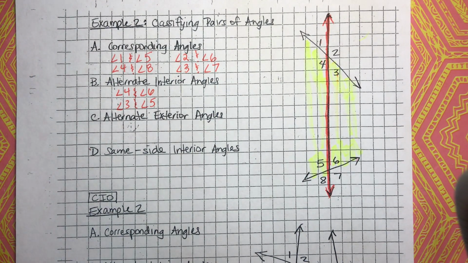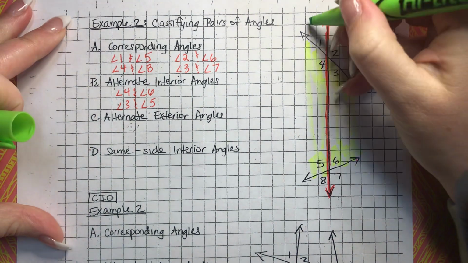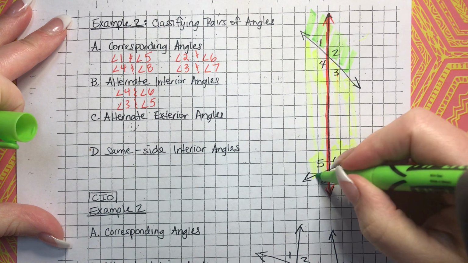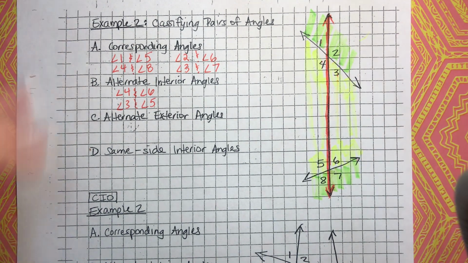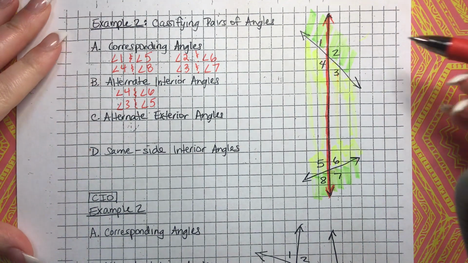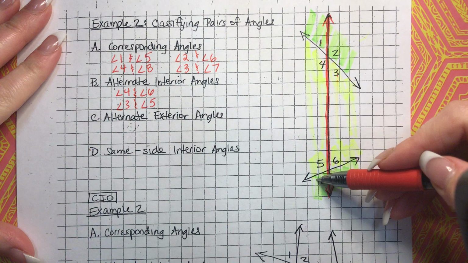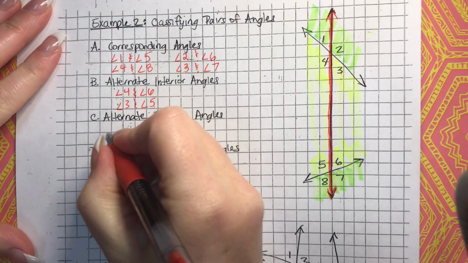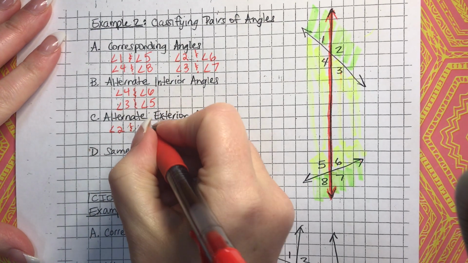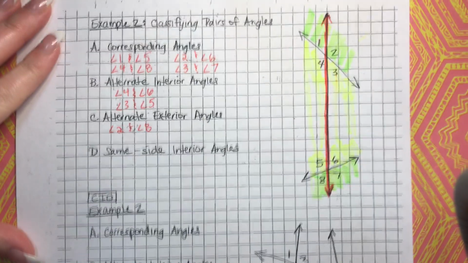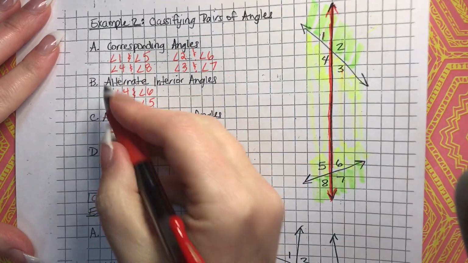Okay, now there's alternate exterior angles, and those are the angles on the exterior part. So 1 and 2, and also 7 and 8. And so 2 and 8 would be alternate exterior angles. Angle 2 and angle 8. And also angle 1 and angle 7. Oops, sorry about that.